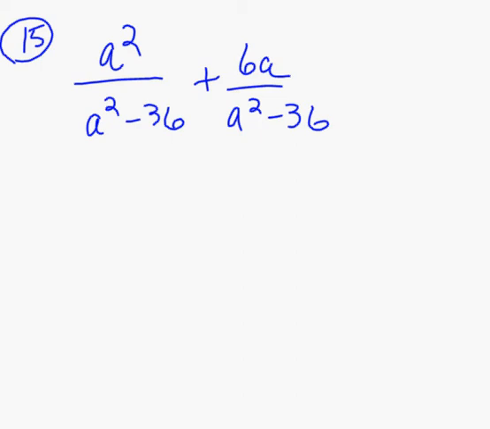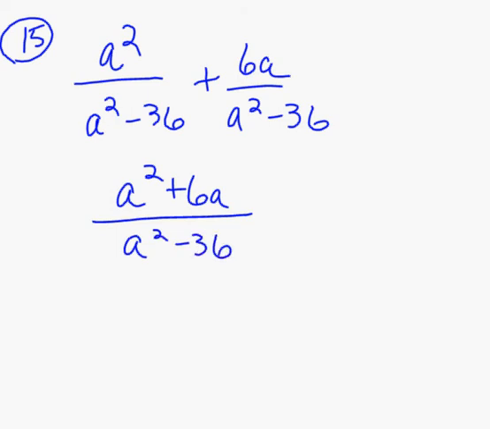So starting on number 15, I have a squared over a squared minus 36 plus 6a over a squared minus 36. They have a common denominator already, so I add the numerators. That gives me a squared plus 6a over a squared minus 36. Before I finish the problem, I have to see if I have any factors that I can cancel on the top and the bottom. So of course I have to factor both the numerator and the denominator.